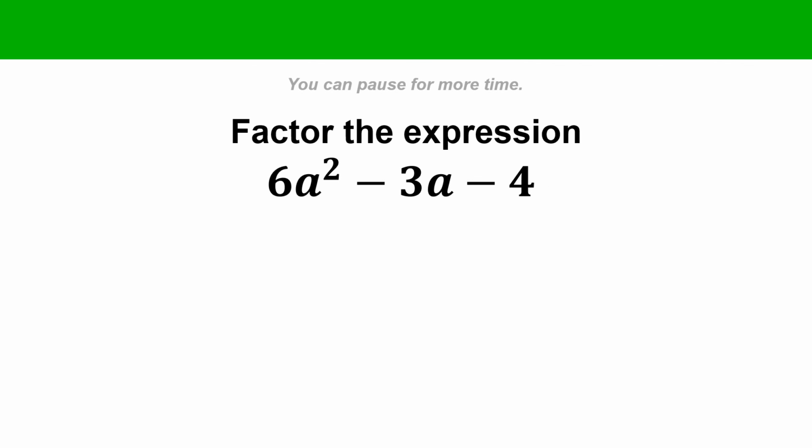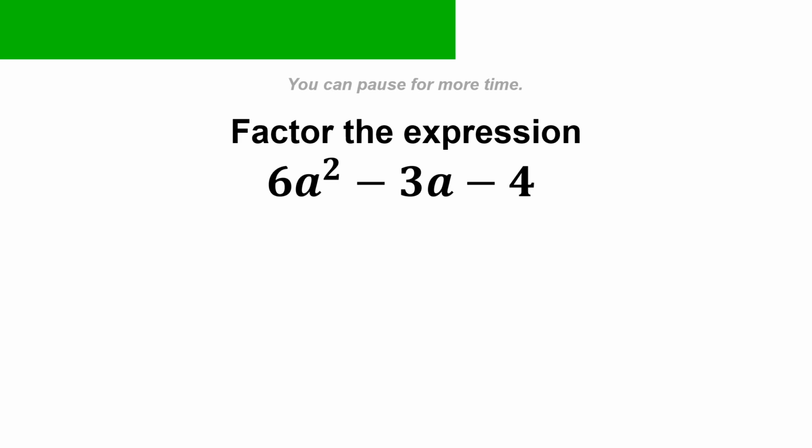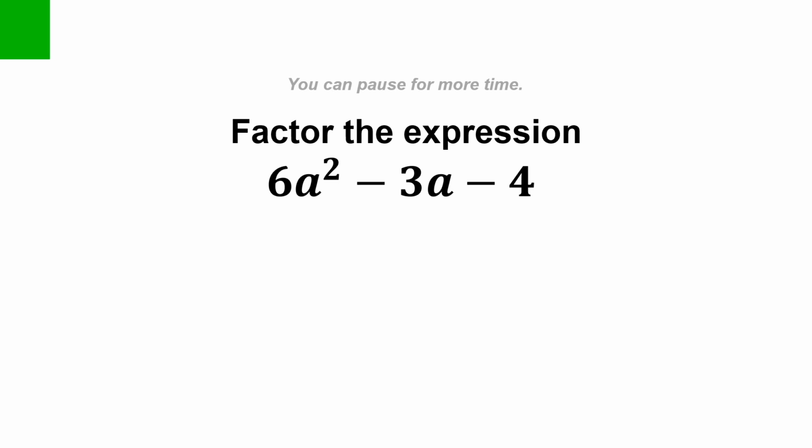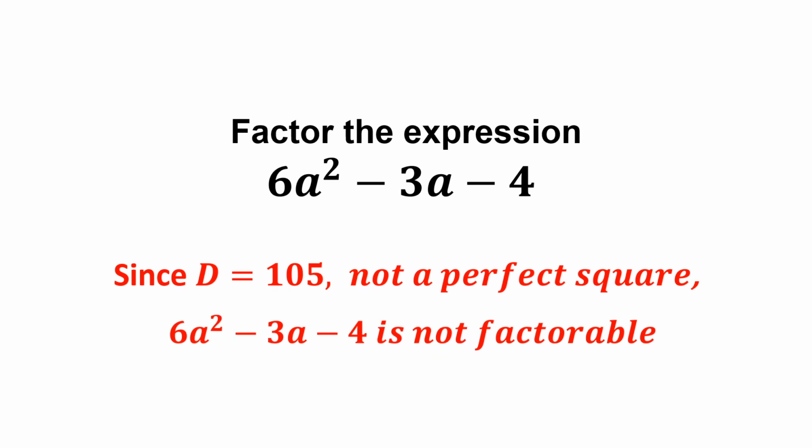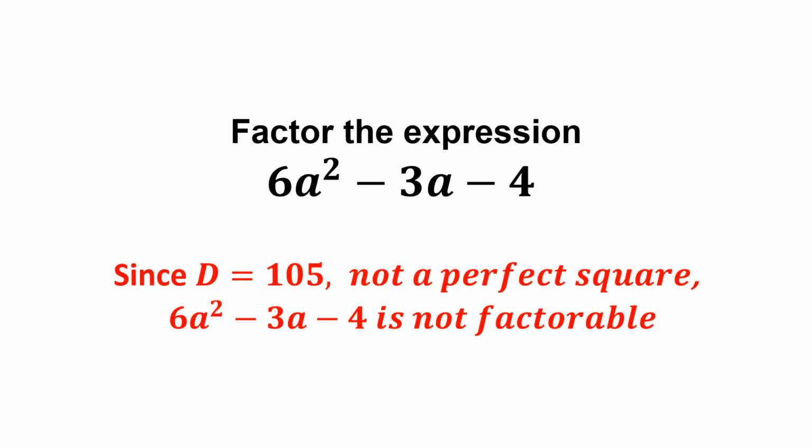Factor the expression 6a squared minus 3a minus 4. Since d is equal to 105, which is not a perfect square, then 6a squared minus 3a minus 4 is not factorable.